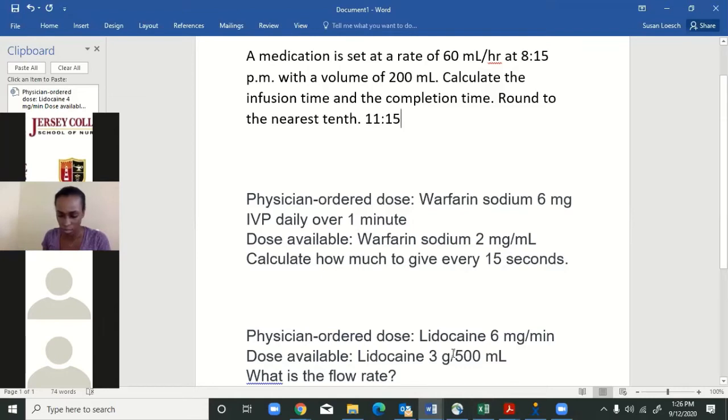Okay, so now that gives you 18 minutes, which you're going to add on to that 11:15. So 11:15 and 18 minutes equals what? 11:33. So that's what time our infusion is going to stop, at 11:33 p.m. And it's going to take 3.3 hours to infuse. So that's the two questions that it asked us, right? What time would it be complete and how long would it take us to complete?